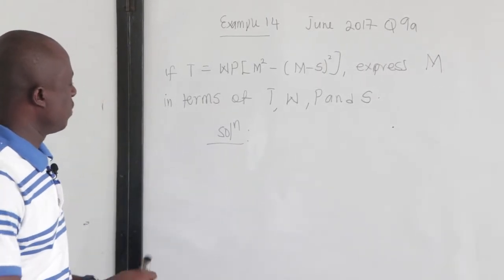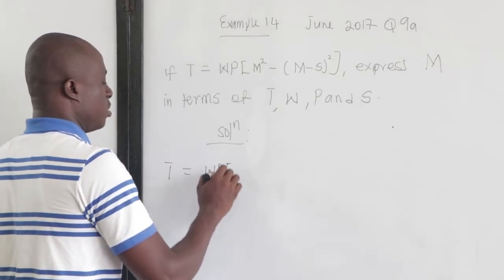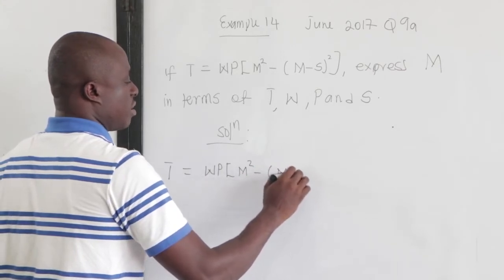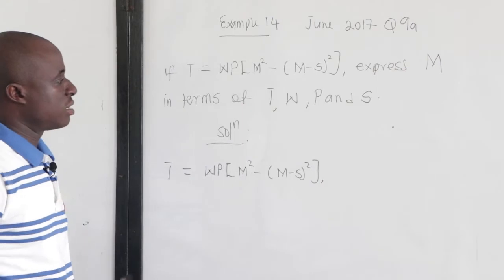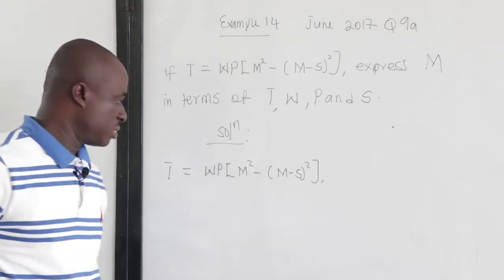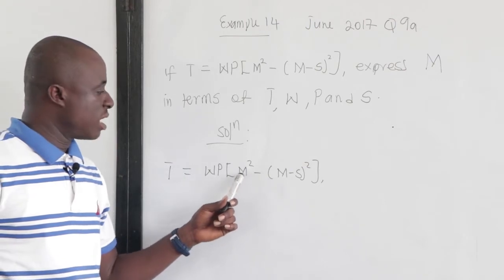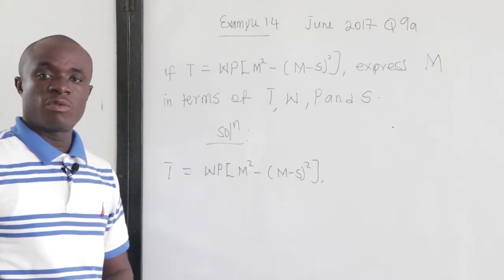Now this is June 2017, question number 9a. We have been given T equal to WP into bracket M squared minus M minus S bracket all squared. We have been told to make M the subject. Now here, what are you supposed to do? You see, we have M here, we also have M here, which is in bracket. So first, let's deal with the bracket first.